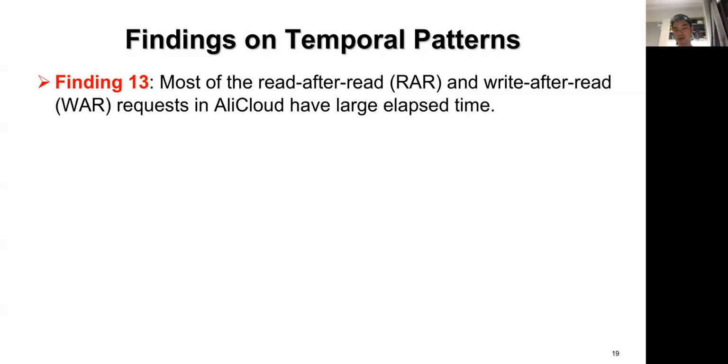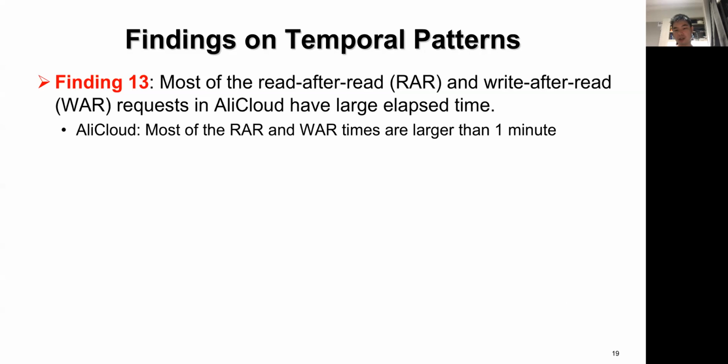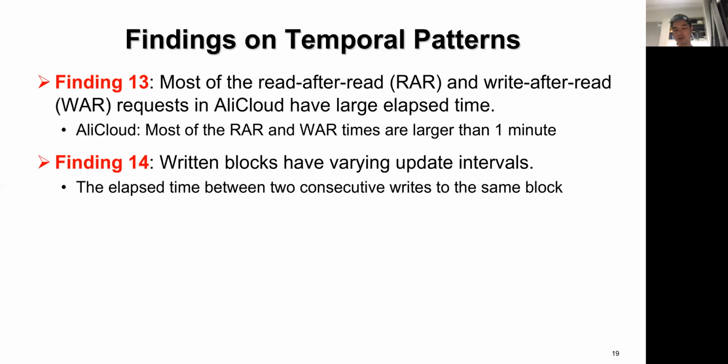Other three findings on temporal patterns are shown below briefly. In finding 13, we find that most of the read after read and write after write requests in Ali Cloud have large elapsed time. On the other hand, a non-negligible fraction of them in MSRC are short. In finding 14, we find that the written blocks have varying update intervals in both traces. We refer to the update intervals as the elapsed time between two consecutive writes to the same block.